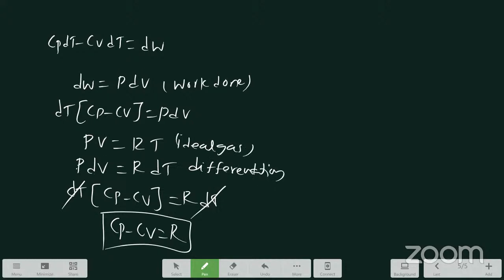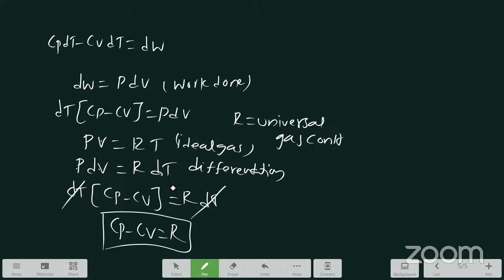P constant, change in the volume. R constant, change in the temperature. R is nothing but the universal gas constant, 8.314 joules per mole Kelvin. That is a standard value, but in examination, we don't want that one. PdV is equal to RdT. dT cancels. Cp minus Cv is equal to R.